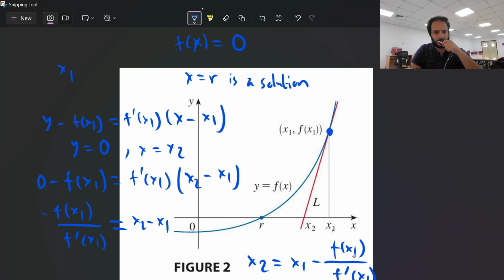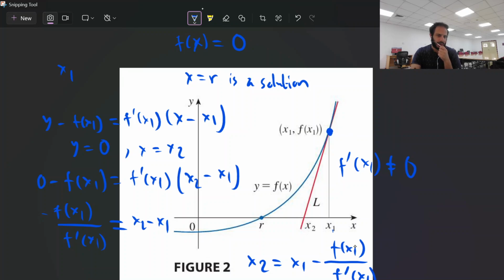Do you understand this formula? Yes. Okay, but here there is something important that we need to say. Can we divide by f'(x1)? We need to assume what? We need to assume that f'(x1) is not 0, right? Because if it's 0 then Newton's method will not work.